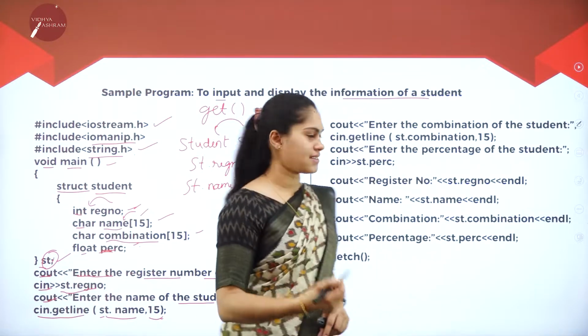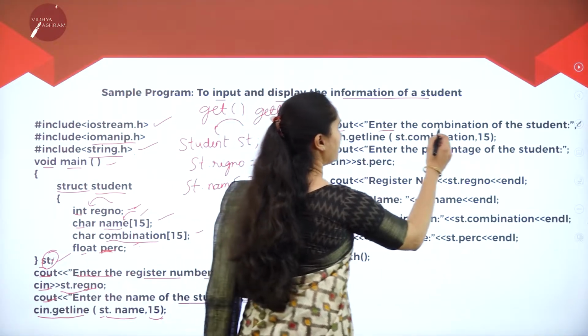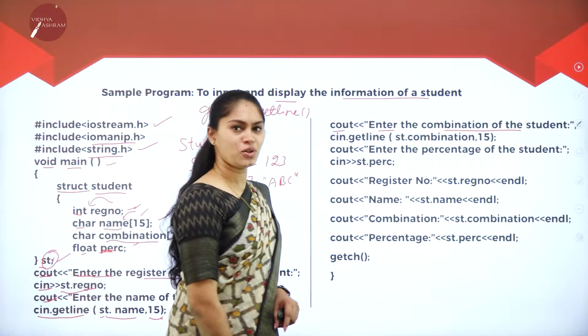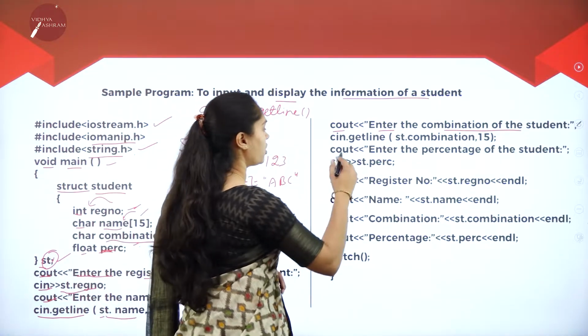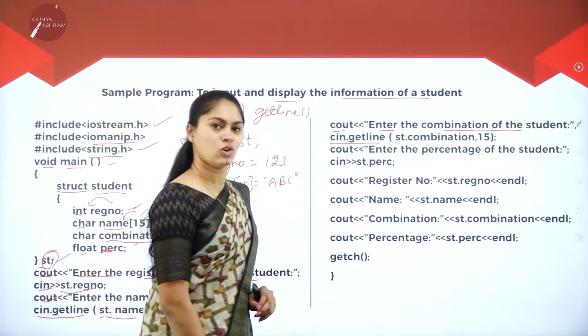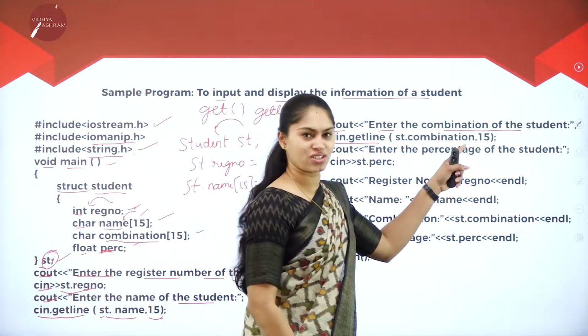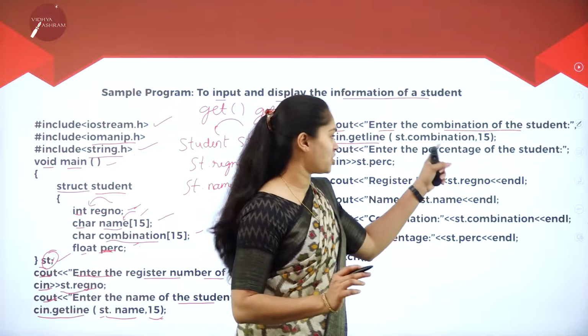Next, we'll see the next line. Here, cout, enter the combination of the student. I wanted to enter the combination of a student as we did for the name. So how are we going to do that? cin.getline of st.combination. Here also the size of combination is 15.